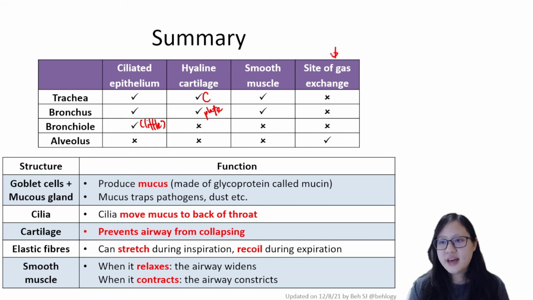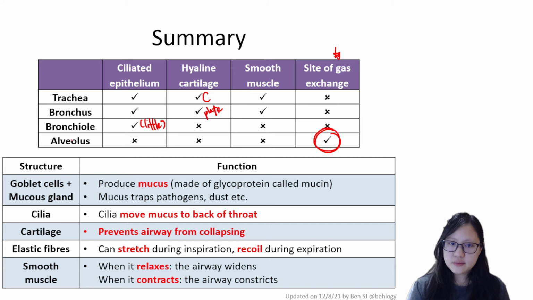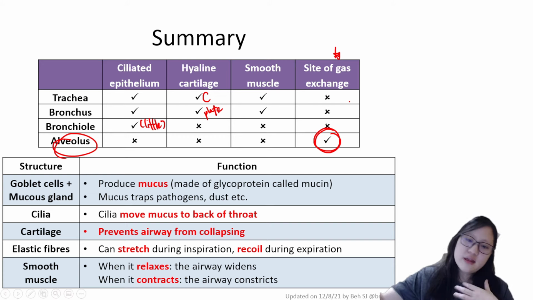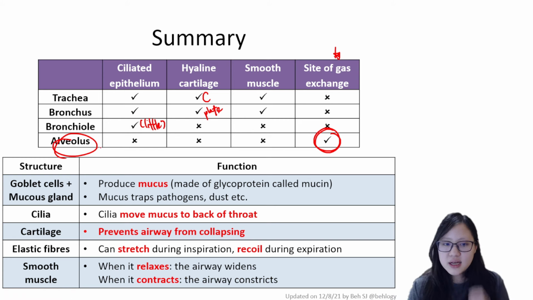Whereas the site of gas exchange, which is always a question that people stumble at, is only the alveoli. Only the alveoli. This is where gas exchange occurs between the air and the blood. So yeah, now don't forget you need to know all the structures of these different things as well. This is a summarized version. And yeah, you can refer to this summary slide to study this chapter whenever you want.